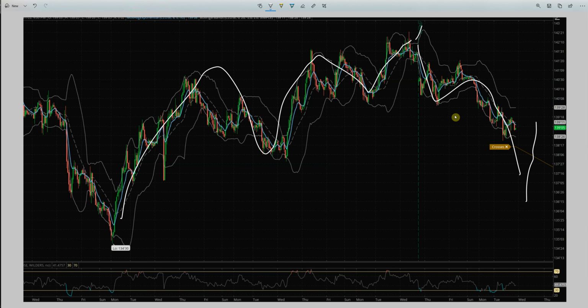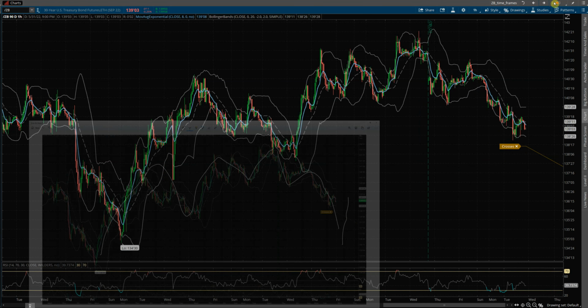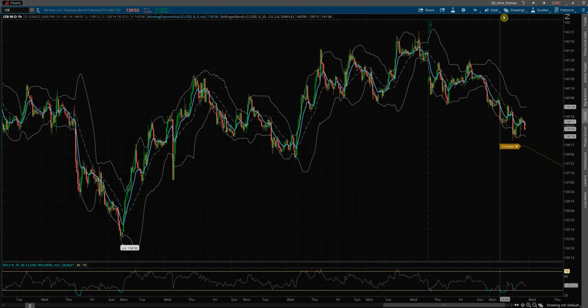So we'll just have to see how this corrective wave unfolds, if that's what it is. Does it stay at 3 waves? Does it turn into 5 waves, etc.?